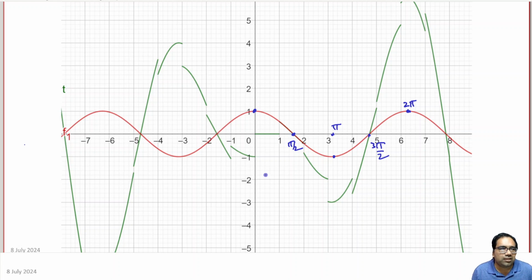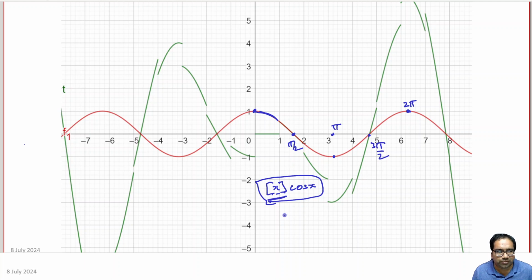Now, here what we are trying to do? We are trying to do greatest integer function of x into cos x. Please understand this. Between 0 and 1, the greatest integer function is anyway 0. So, the product of 0 and cos x is 0. So, the green one is this graph, greatest integer function of x into cos x.